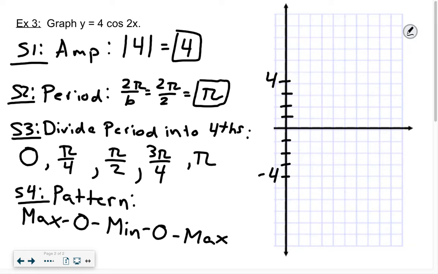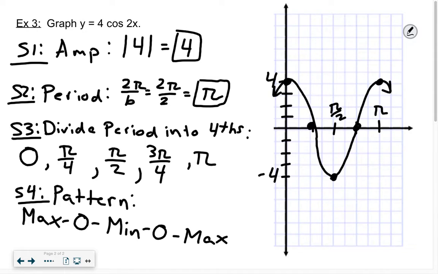Let's draw on our X scale. Again, I'll give myself plenty of room, so I'm going to skip 1. We finish here at pi. Halfway is pi over 2. We start at the max. Go to 0. Down to the min. Back to 0. Up to the max. One, 2, 3, 4, and 5 points.